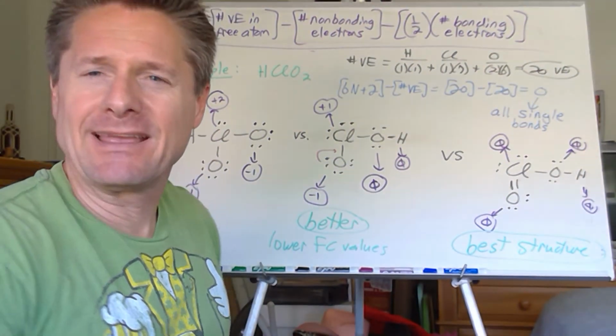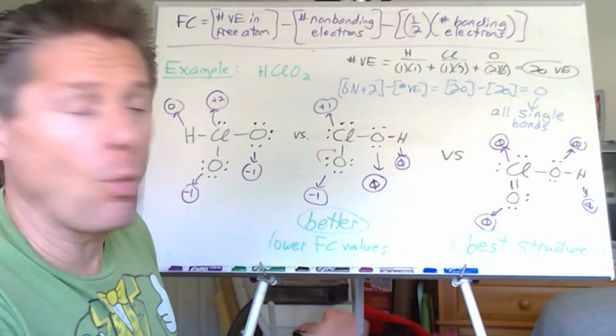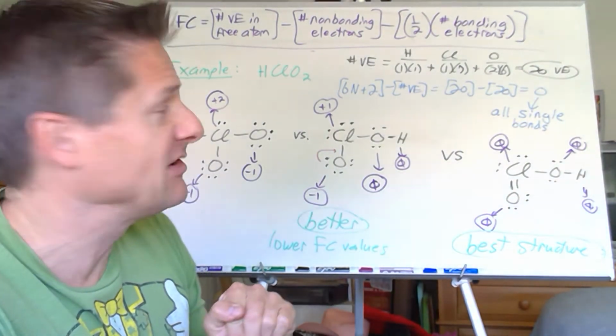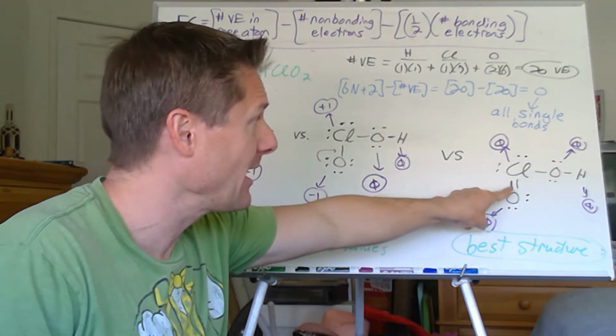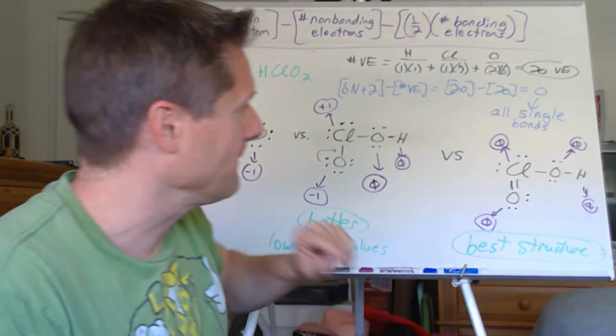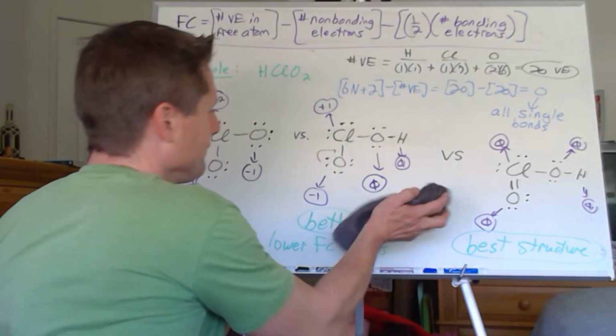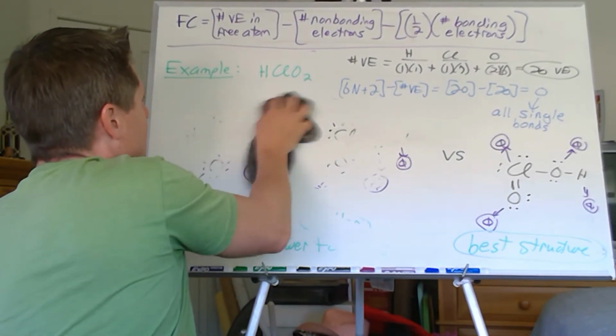They end up getting expanded octets that you wouldn't anticipate in order to lower the formal charges to 0 or closer to 0. See how that worked out? Now, why does this not predict? Okay, let's think about this. You ready? Let's erase these.